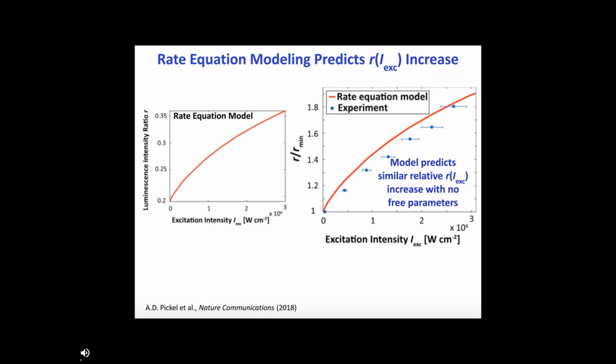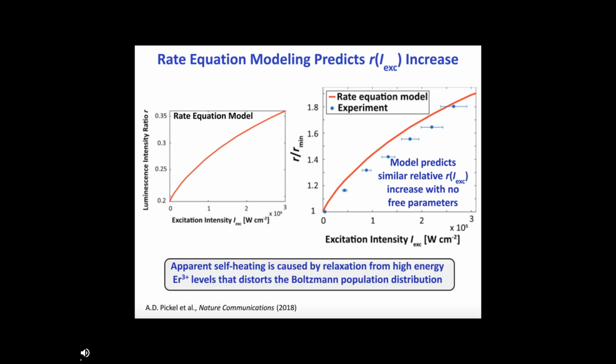Finally, by looking at the modeling results in a bit more detail, we see that it's a combination of radiative and non-radiative relaxation from higher energy excited states in erbium that distorts the Boltzmann population distribution our ratiometric thermometry technique relies on and increases the ratio. And so, of course, it's important to be aware of this kind of non-thermal change on the ratio. But once we really understand this kind of effect in detail, we can calibrate it or work at low excitation intensities and still use this technique as a way to measure nanoscale hotspots.